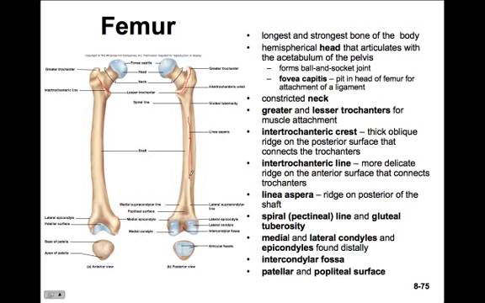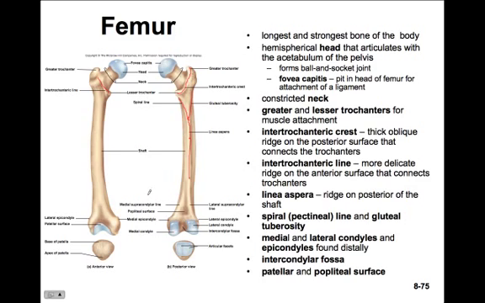We'll also see a pectineal line and a gluteal tuberosity on the posterior side. The pectineal line is otherwise known as the spiral line. So the spiral line and the gluteal tuberosity come together to form the linea aspera on the posterior side.